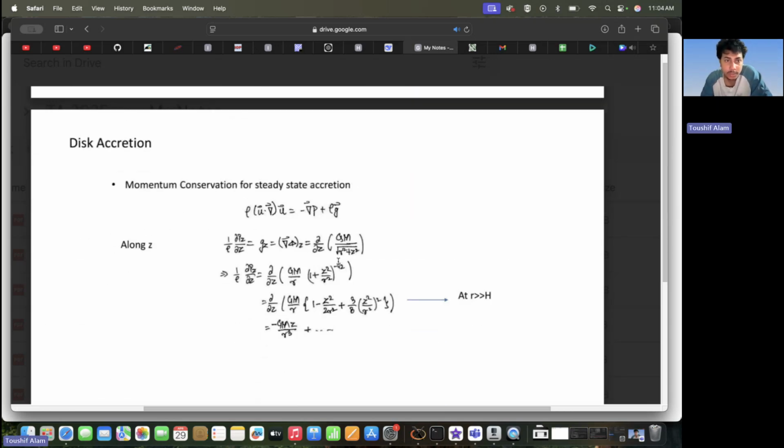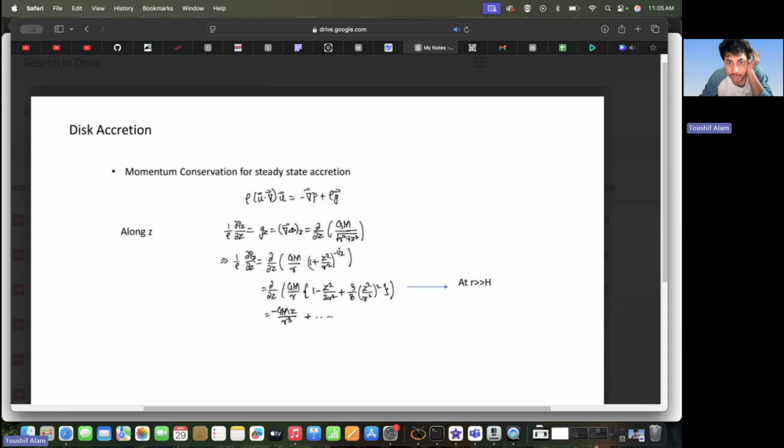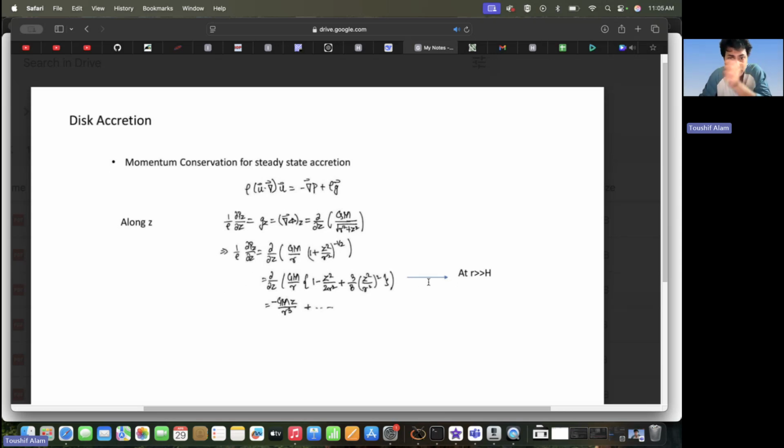Momentum conservation, then again for steady state, we will get that rho u dot grad u is equal to minus grad p plus rho g. Along z, we'll get 1 by rho dp by dz is equal to g z, which is equal to grad phi at z, del phi by del z, of GM by root over r square plus z square. So we'll get, at r much greater than h, this. So along z, we'll get this along with the higher order terms.